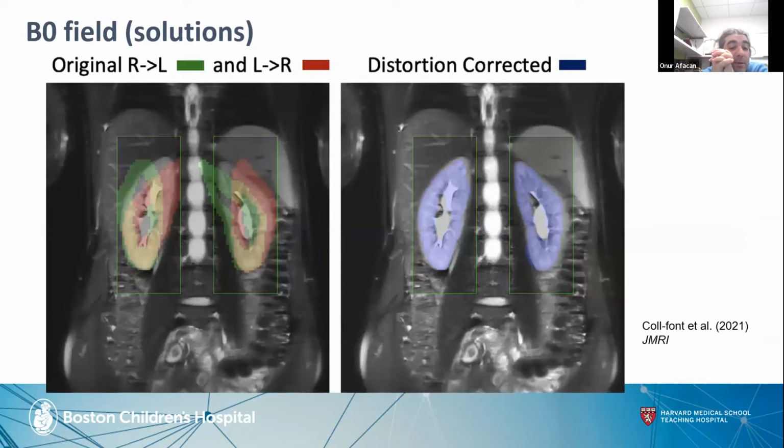So this works in many body organs. Here's an example from a kidney study that we did in 2021. Here, again, the underlying image is a structural, I believe, T1 VIBE scan. Here we are showing overlays of green and red. The green is one phase encoding direction, and red is the opposing phase encoding direction. You can see how much the kidneys are moving between these two phase encoding directions. When we apply our sequence with the TOPUP technology, we can get an almost perfect alignment with the structural scan.